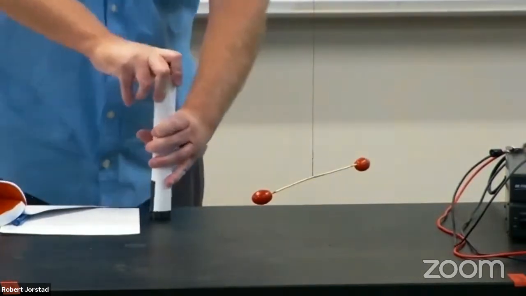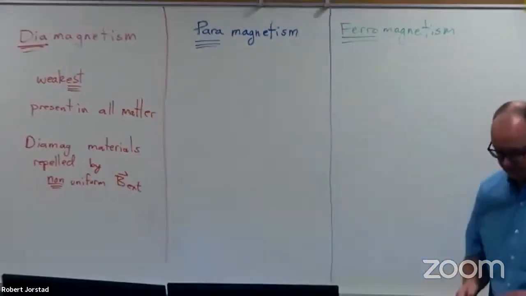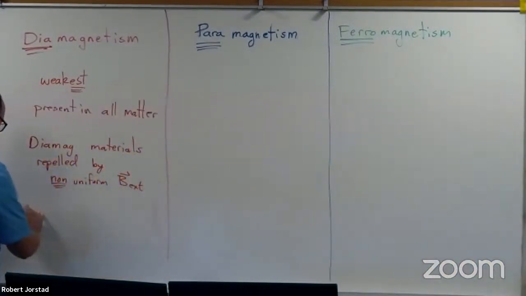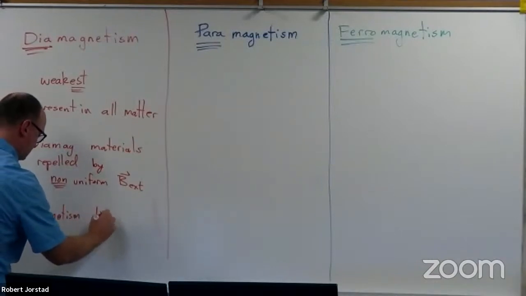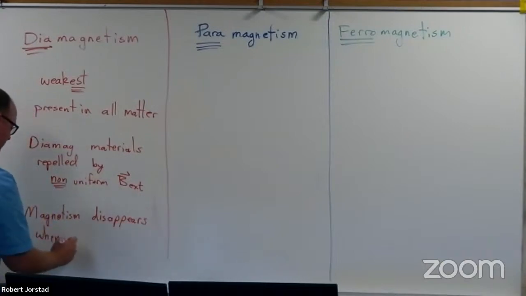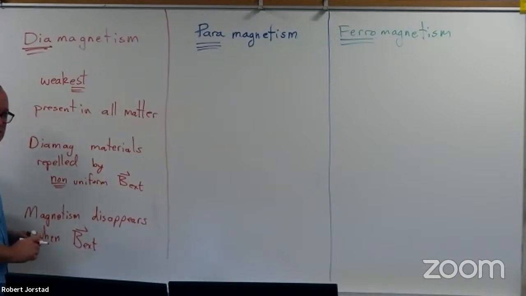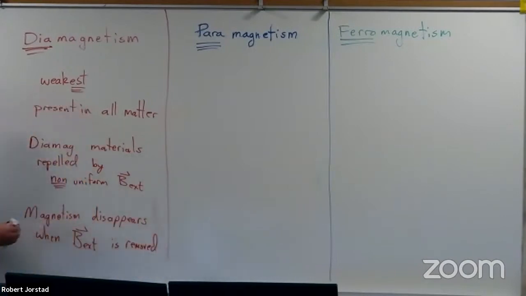If we go back to our board here. It's this one. The magnetism will disappear when B external is removed. So we only notice the magnetic effects of diamagnetic materials when an external field is present.